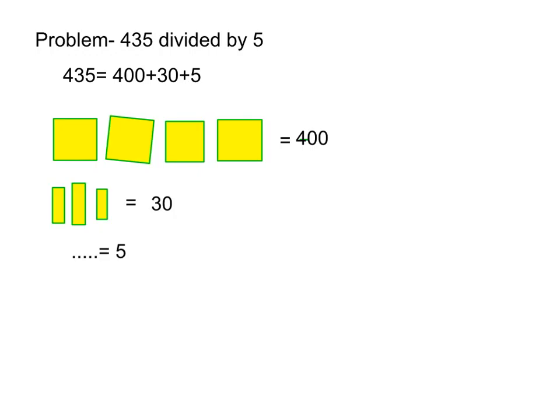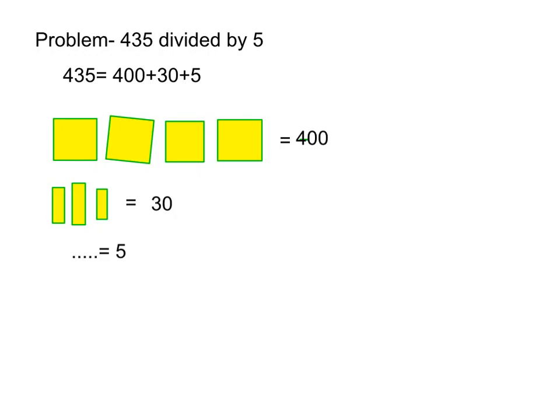1 square means 100. Since there are 4 squares, that means 400. Each stick equals 10, and since there are 3 sticks, it means 30. Each dot means 1. Since there are 5 dots, that means 5.